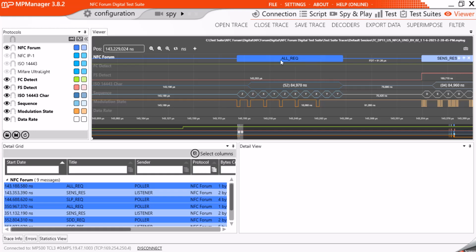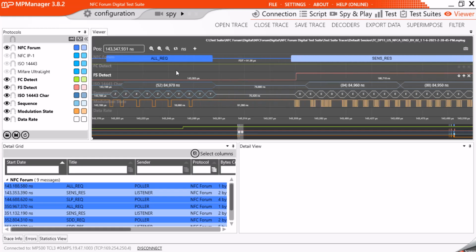For the command sent from the lower tester, we display directly the state of modulation of the carrier to send specific sequences corresponding to logic 0 or 1, decoded as a hexadecimal value of 52 here in this example, known as the ALL_REQ or ALL REQ command from the NFC Forum decoder point of view.